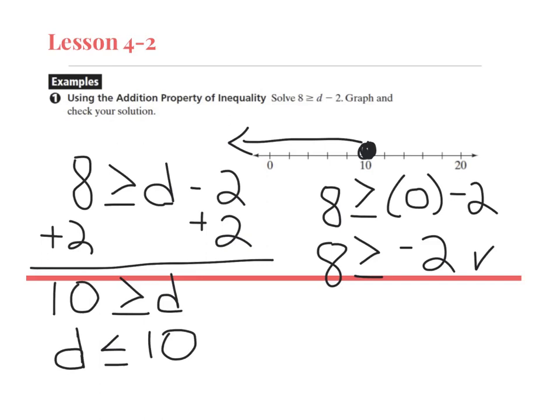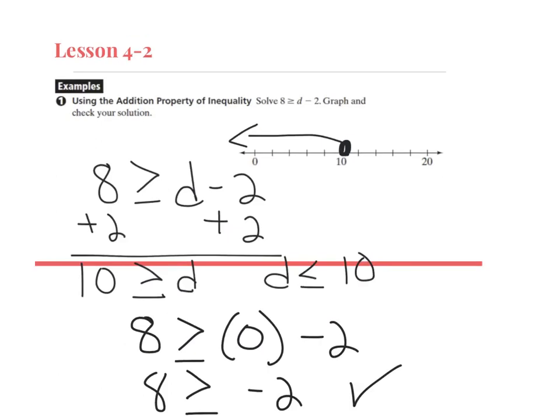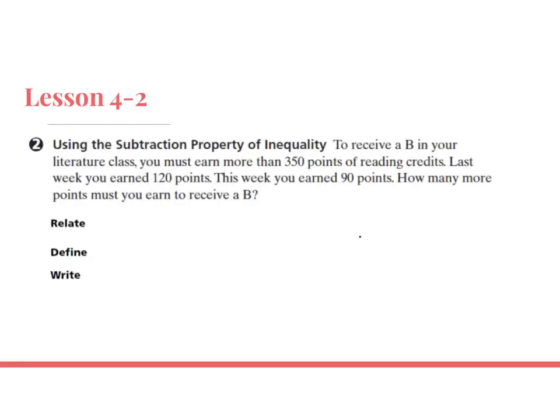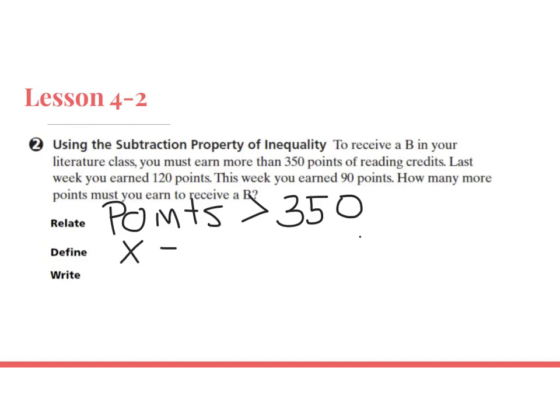Now let's see this in a real world context. In this problem, we need to write our own inequality. In order to receive a B in your literature class, you must earn 350 points of reading credits. Last week you earned 120. This week you earned 90. How many more points must you earn to receive a B? So what we want here is our points to be greater than 350, and it didn't say equal to, it has to be more than, so we're going to use that greater than sign. And we're going to let X equal points to be earned, points needed.